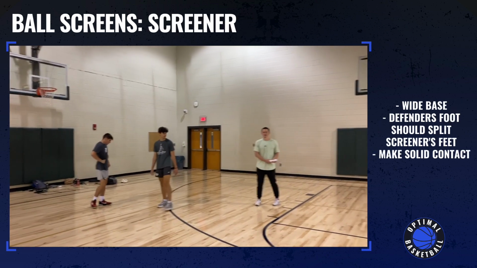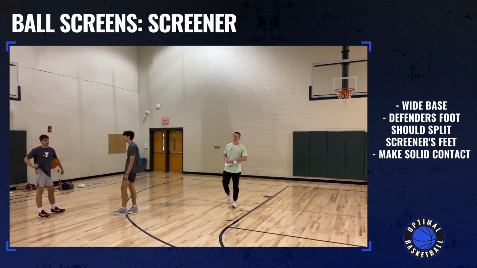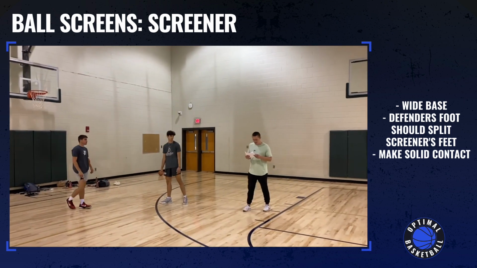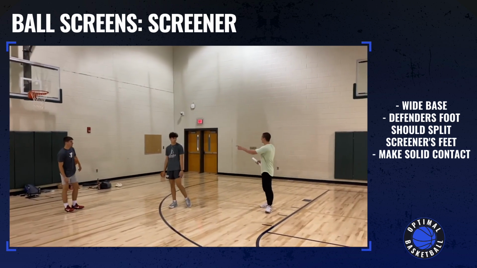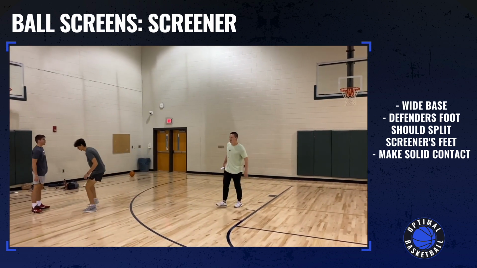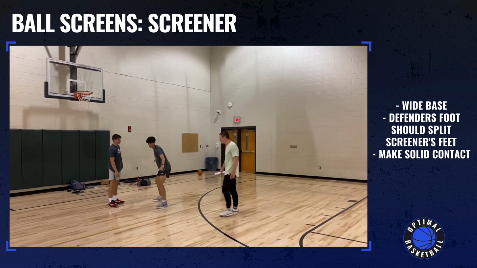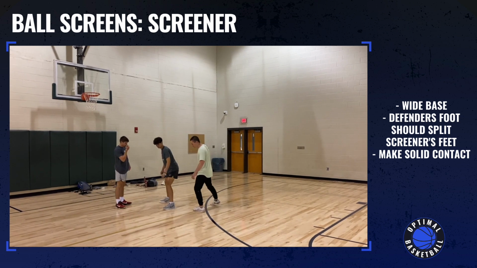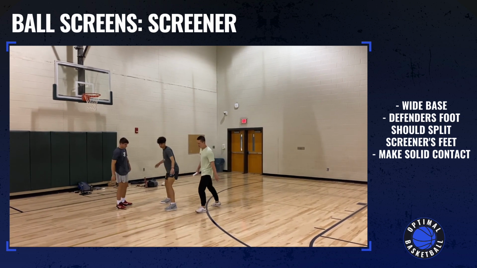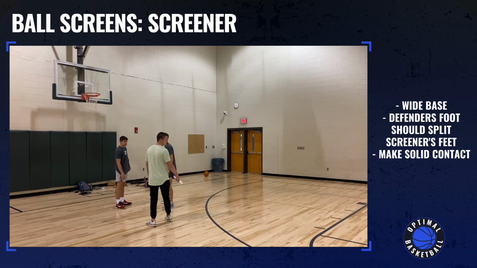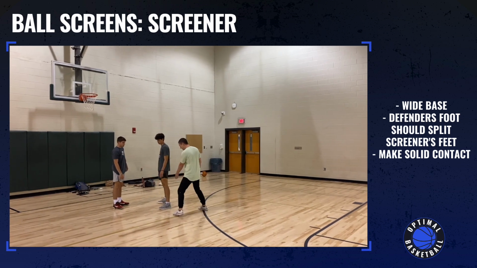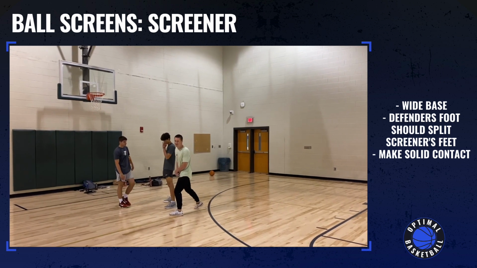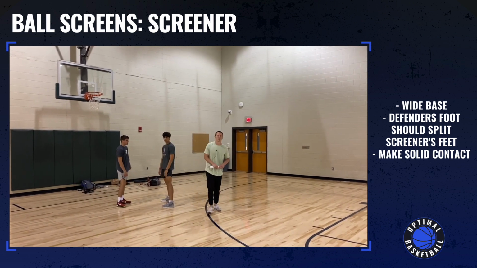Now, from the screener's perspective, I want to make sure, like we talked about before, arriving unguarded without my defender. But then also the basic technique of the screen is I want to have a wide base. I want the defender's foot right there to split my feet. If I set a screen right there, he's not going to run into me. If I set it too high, then the defender's just going to go below me. So I want to make sure that their foot closest to me is right between my feet. I'm in a good wide stance, and I'm trying to make contact, obviously, to stop the defender.